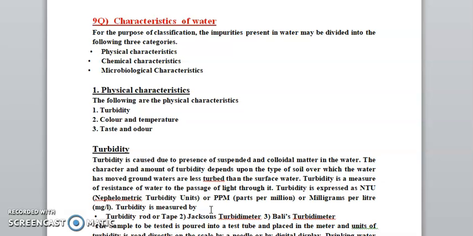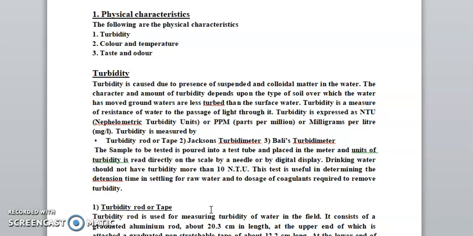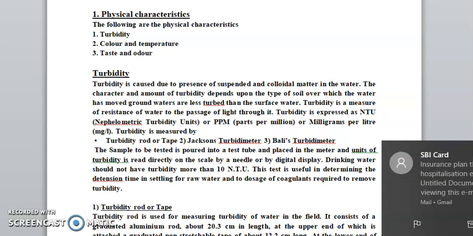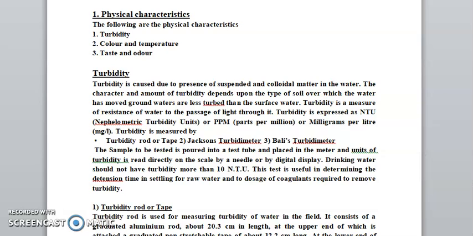Turbidity. Turbidity is caused by the presence of suspended and colloidal matter in the water. The character and amount of turbidity depend upon the types of soil over which the water flows. Groundwater is less turbid than surface water. Turbidity is measured by the resistance of the water to the passage of light, and is expressed as NTU, nephelometric turbidity unit, or ppm, parts per million, milligram per liter.